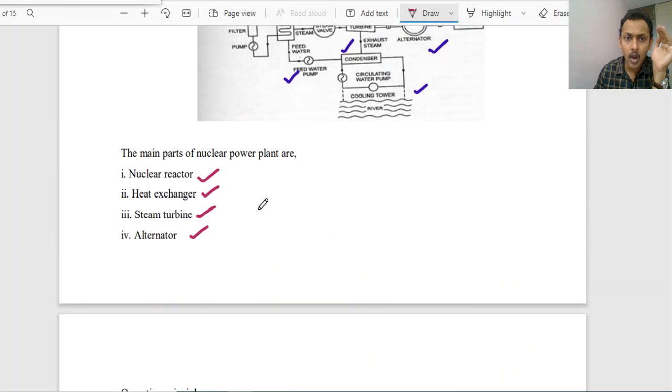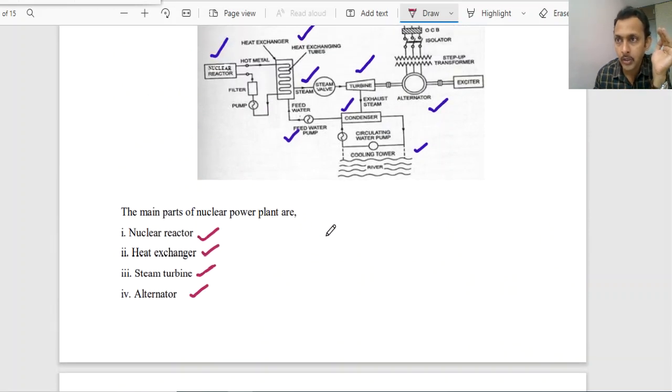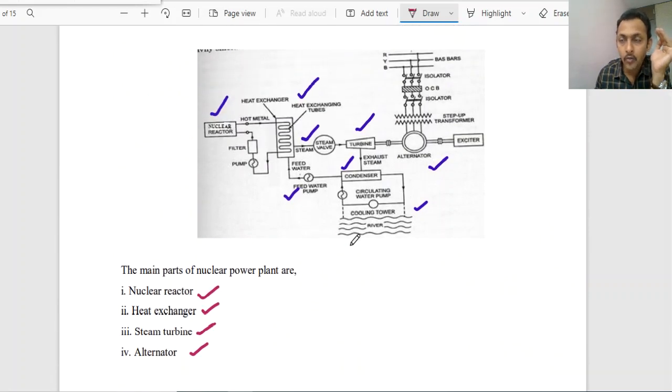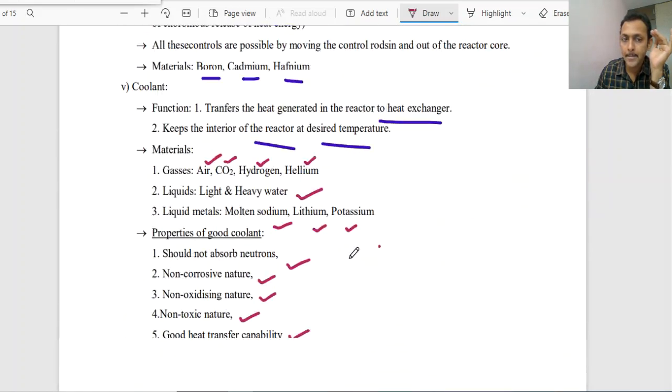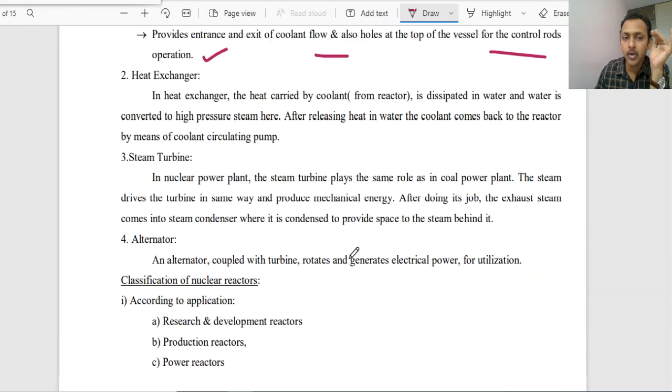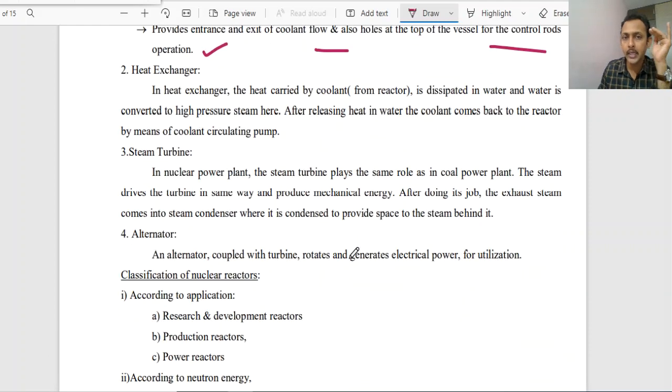So this is what it is all about the nuclear reactor. One of the major components of the nuclear power plant layout is completed. Out of 4 major components, nuclear reactor, heat exchanger, steam turbine and alternator, the nuclear reactor part is completed. Dear students, the next major component is the heat exchanger.